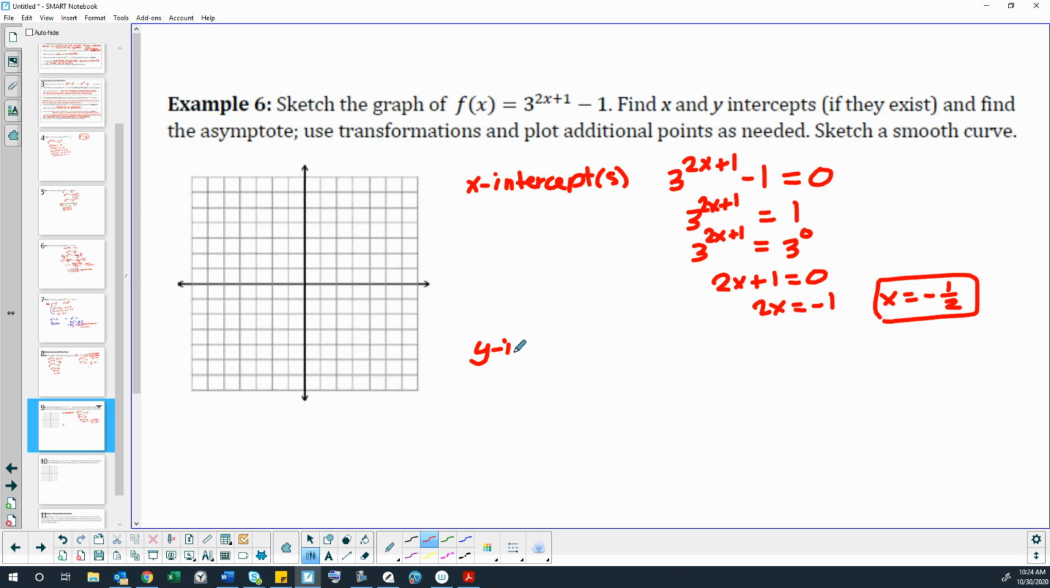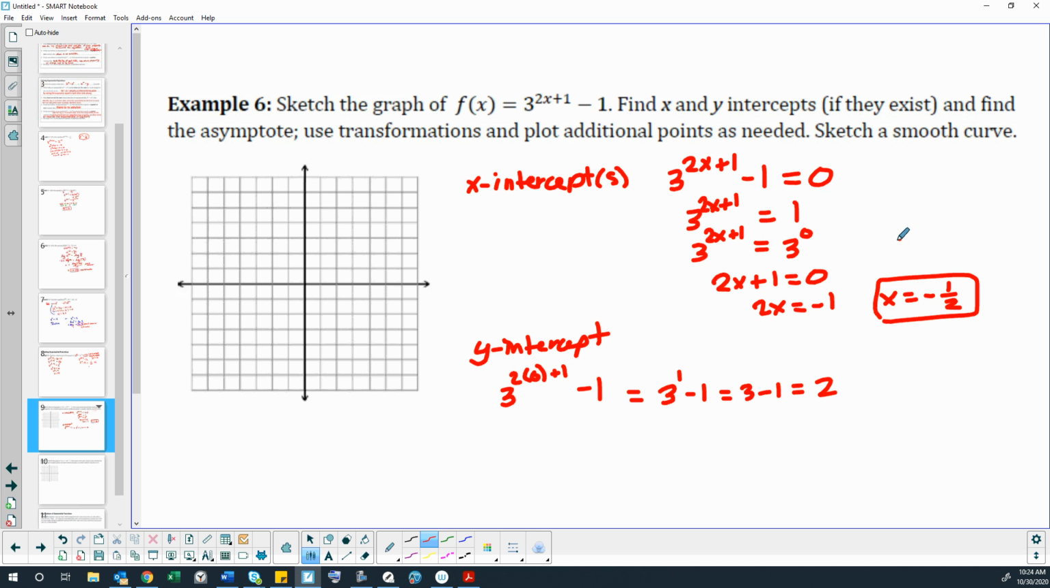Okay, let's do a y-intercept. So that would be 3 to the 2 times 0 plus 1, minus 1. So 3 to the first power, right? Because 0 plus 1 would be 1. So 3 to the first power minus 1 would be 2. That's 3 minus 1, which is 2.